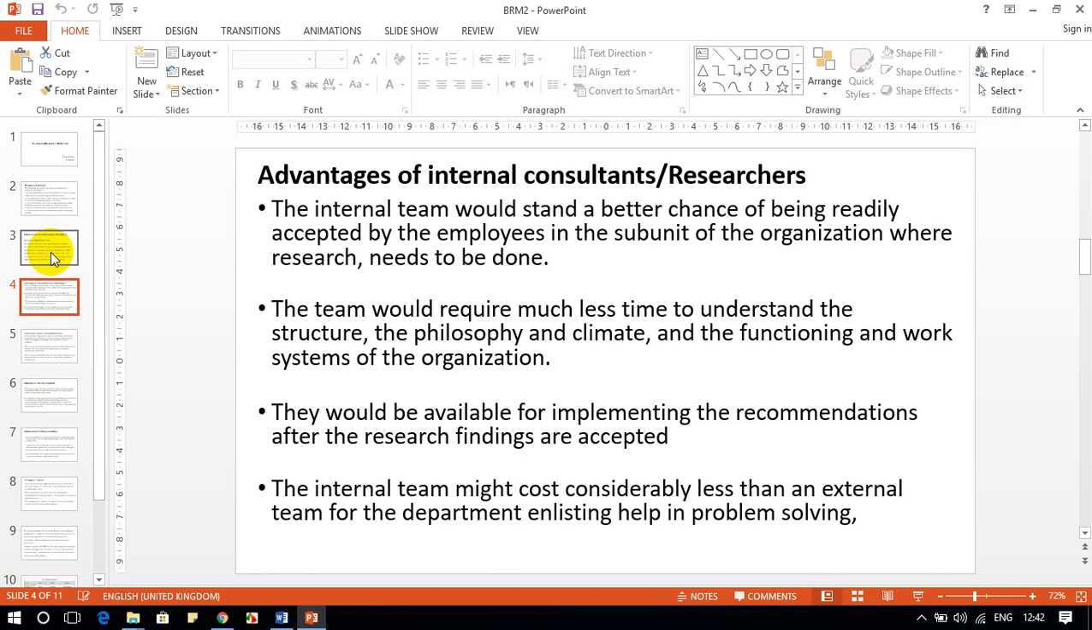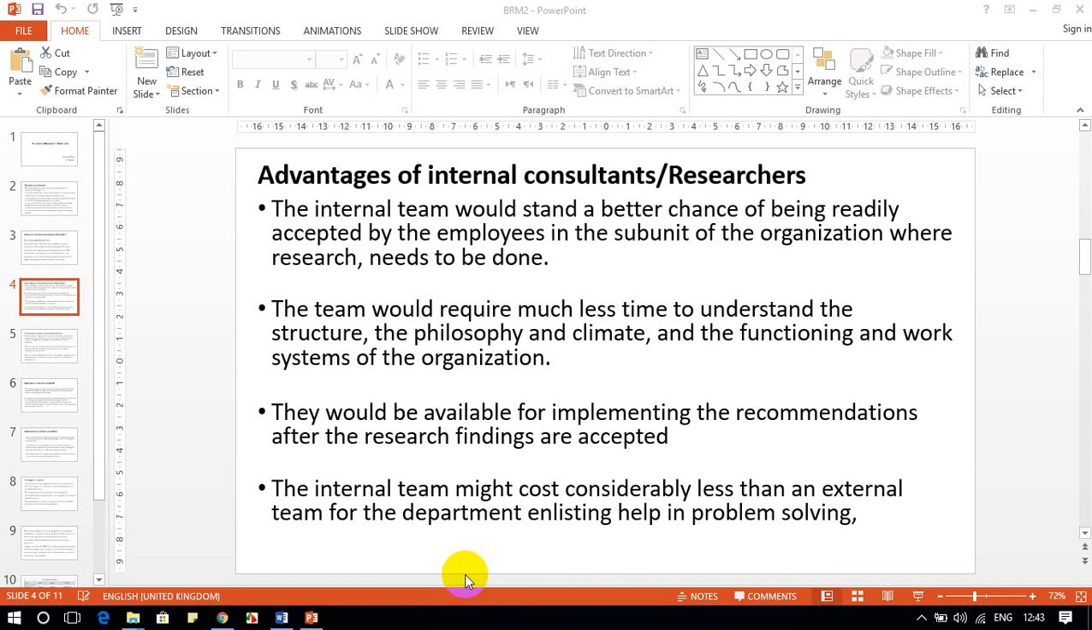So this would be one of the merits of the internal consultants toward conducting the research. And the last thing is that the internal team might cost considerably less. If you talk about the cost consumption with respect to external research, the internal research always occurs at low cost, because the employees are already employed and the duties and responsibilities are already assigned to them. So there are four advantages of conducting research with internal consultants.